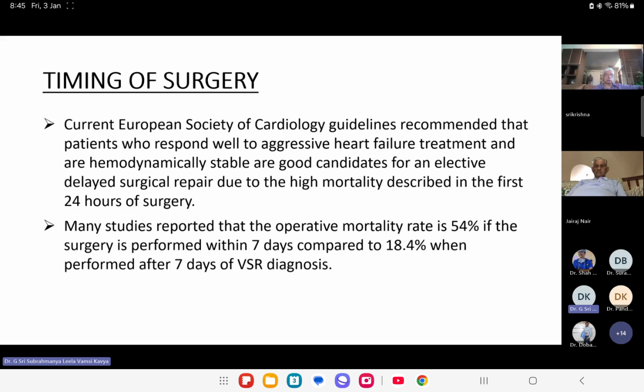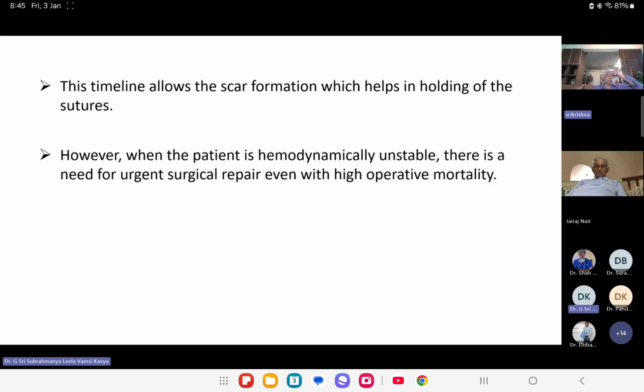Many studies reported that the operative mortality is 54% if the surgery is performed within 7 days, compared to 18.4% when it is performed after 7 days of VSR diagnosis. This timeline allows scar formation, which helps in holding the sutures. However, when the patient is hemodynamically unstable, there is a need for urgent surgical repair even with high operative mortality.